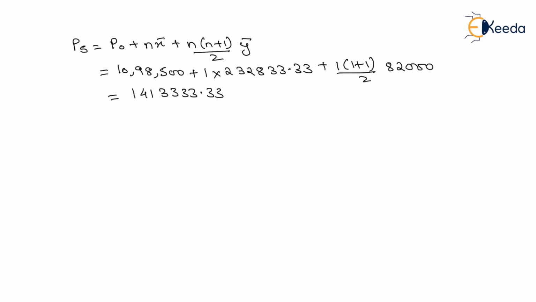P5 will be equal to 14,13,333.33. Now the anticipated population will be rounded off to the nearest 5,000, so it will be nearly equal to 14,15,000. That will be the anticipated population. Okay, that is the complete solution of this question.